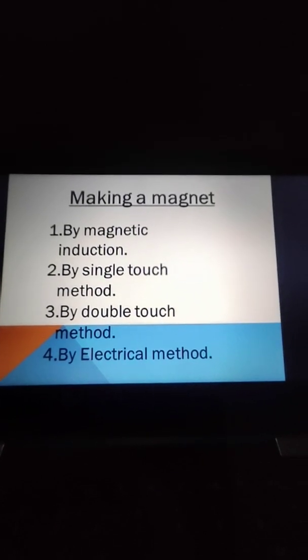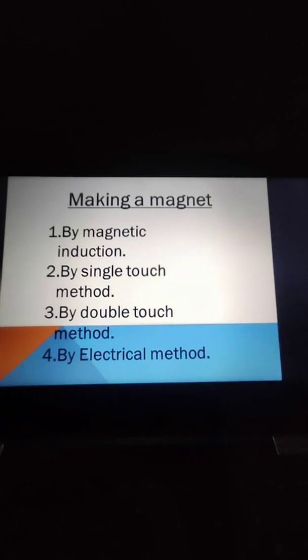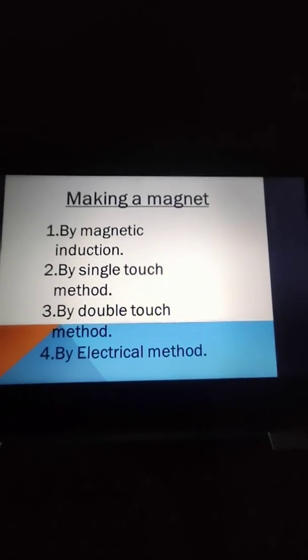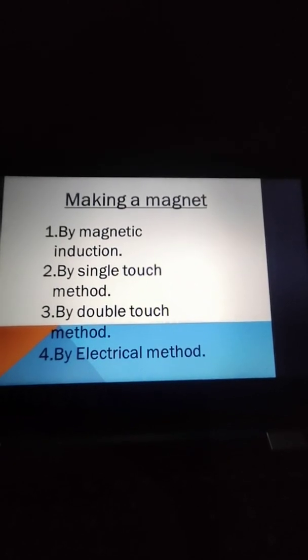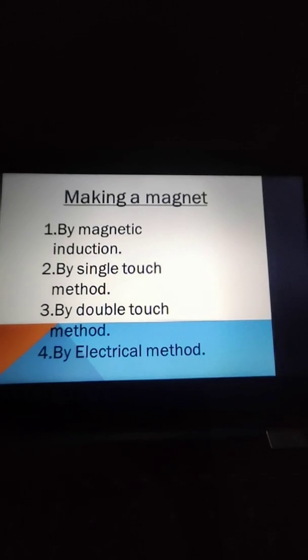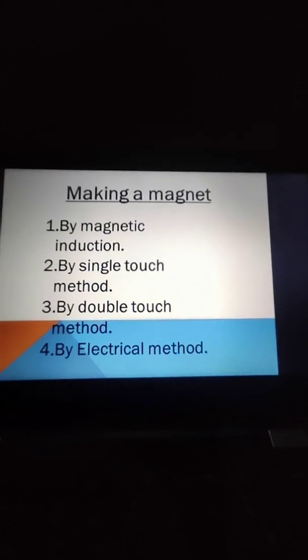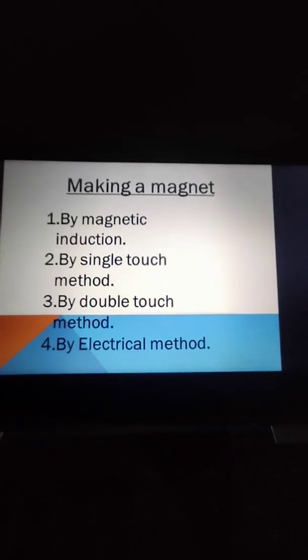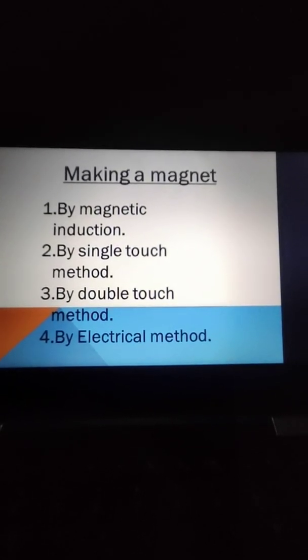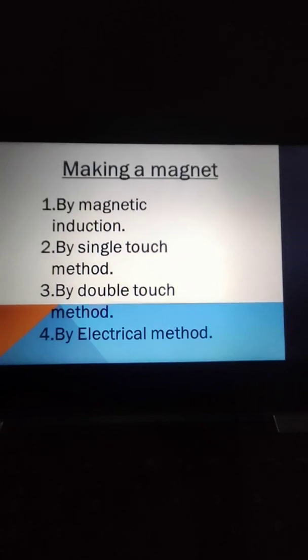Next beta, we are making a magnet. How can we make a magnet? There are four methods to make a magnet. The very first one is by magnetic induction, second by single touch, third by double touch, and fourth by the electrical method. So first of all we are going to discuss the first method, that is the magnetic induction method.